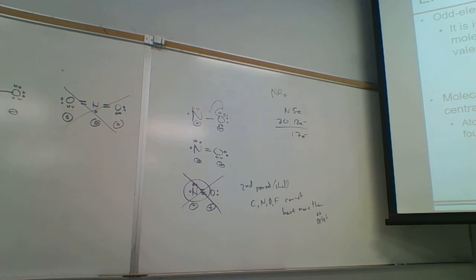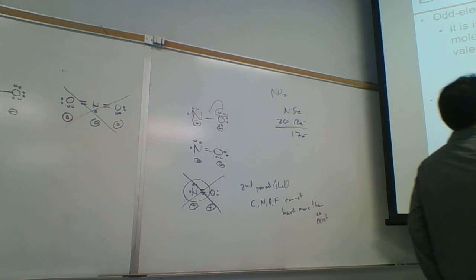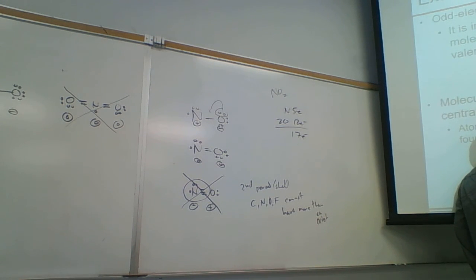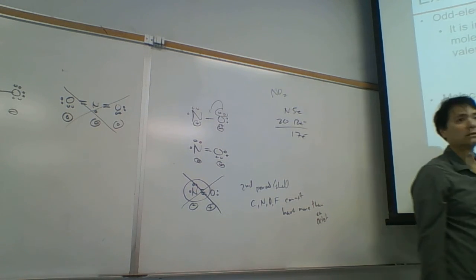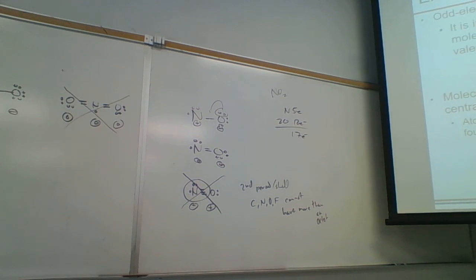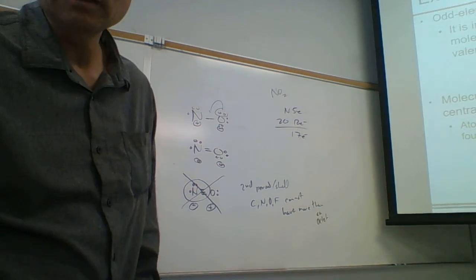And so I'm stuck with this. I'm going to have less than an octet on nitrogen here, and then I'm going to have these formal charges here. So I can't have this structure. And so that's what's shown over here. Nitrogen does not expand its octet. Whereas if it were phosphorus, phosphorus is right below nitrogen. Phosphorus can expand its octet. There's not a problem with that. But nitrogen cannot. Okay, we're going to take a break here, and then we'll start up again after the break.